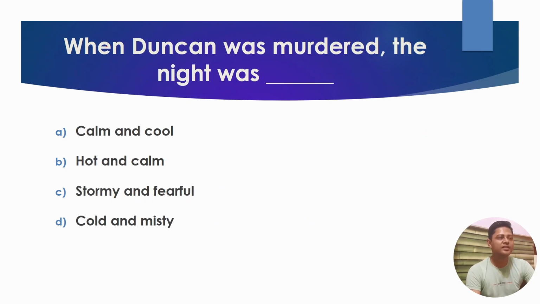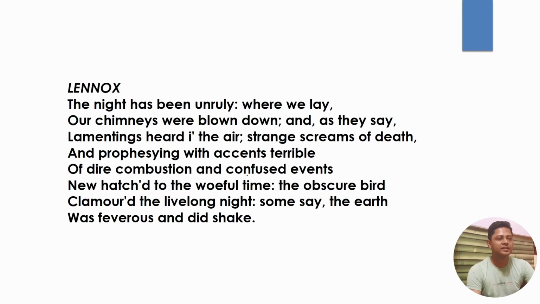The next question is, when Duncan was murdered, the night was. So the night was stormy and fearful. So this is clear from the speech of Lennox. He says that the night has been unruly, where we lay our chimneys were blown down, and they say, lamentings heard in the air, strange screams of death, and prophesying with accents terrible of dire combustion and confused events new hatched to the woeful time.